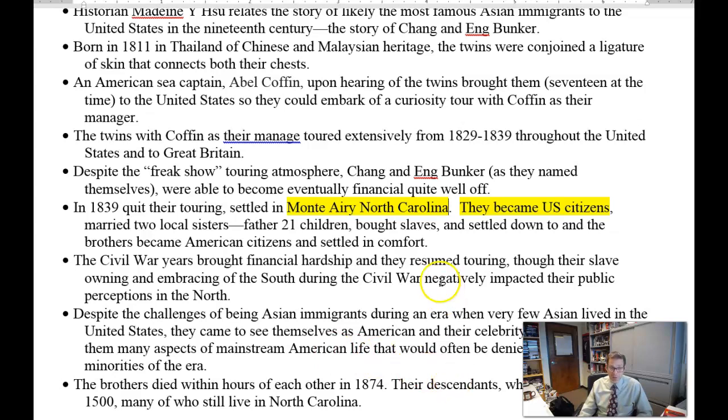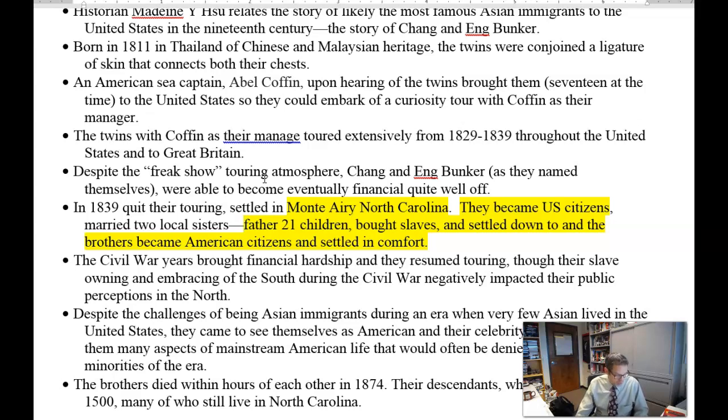So having money, both of them bought slaves and settled down there and became in many ways Southern gentlemen, living in a society where, despite their Asian ancestry that would have made them clearly stand out, especially in that time period in the United States, they learned English quite fluently. In many ways they were two American gentlemen, albeit obviously of Asian ancestry and a very rare specimen, the fact also that they're conjoined twins. But they lived there relatively comfortably.